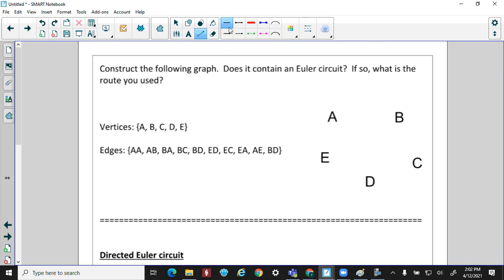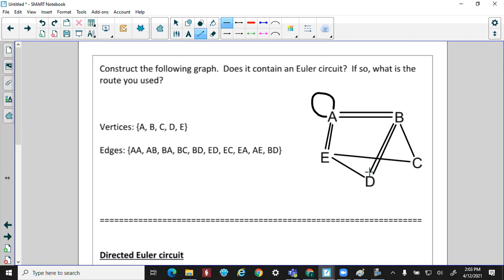All right, let's draw a graph and figure it out. If you remember from the previous lessons, all of these represent edges. If you notice, the first one out of the gate is an A to A situation, so that's going to be a loop. And then next is going to be A to B, B back to A right there, B to C like so, B to D, E to D, E to C, E to A, back to E, and then B back to D.